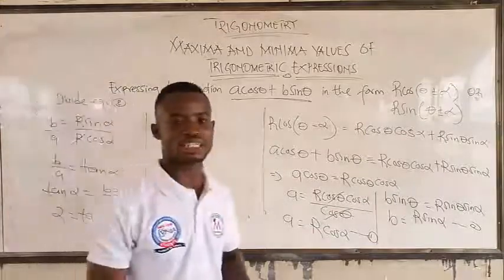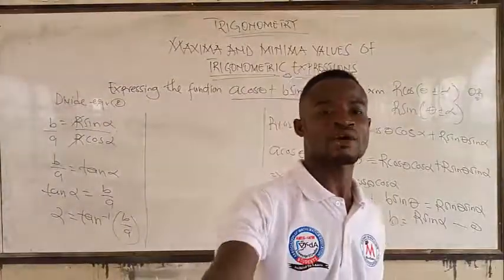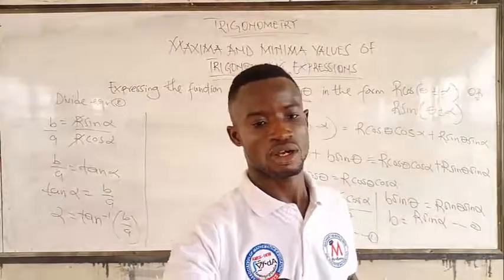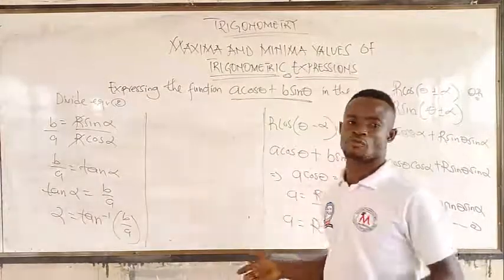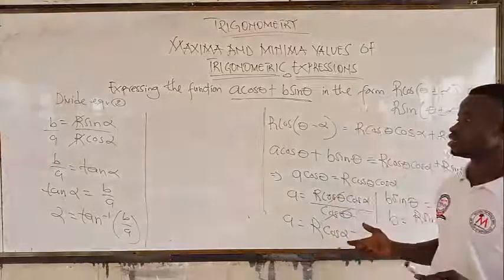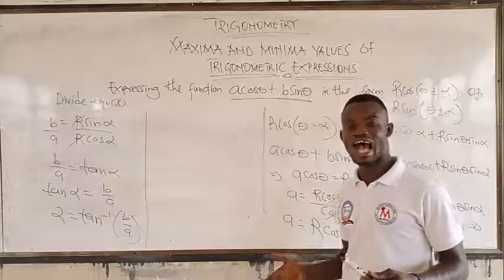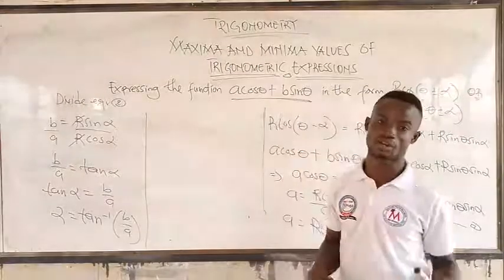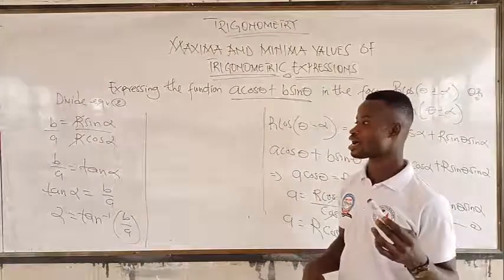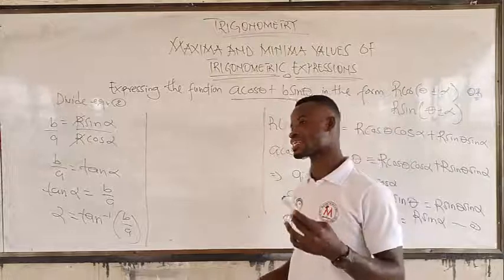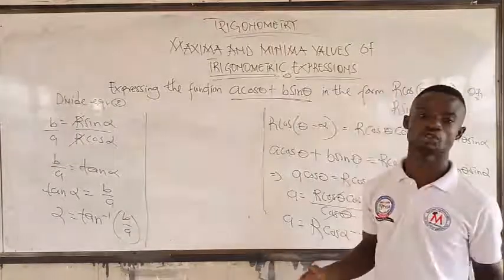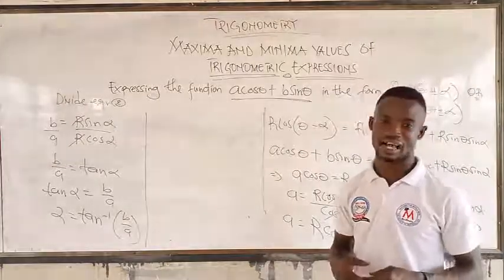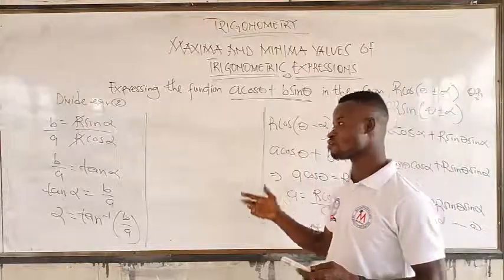What about the R? Now, for R, it's not anything difficult. To get the R, we can use a right-angle triangle to demonstrate it. That is the idea of the Pythagorean theorem.